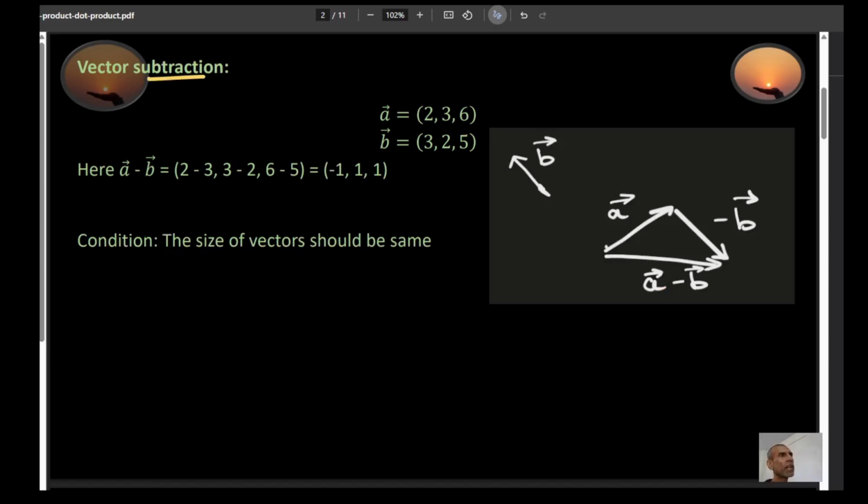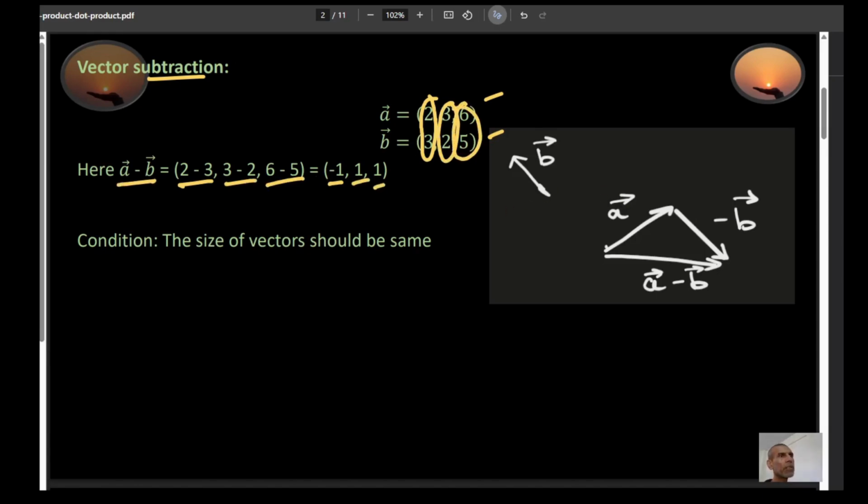Now let's look at vector subtraction. Suppose I have vector A and vector B, and I want to do subtraction. In this case, all I have to do is just subtract the corresponding elements or corresponding components. So 2 minus 3 will give you minus 1. Then you do 3 minus 2, that will give you 1. And then 6 minus 5, that will give you 1. So this is how you perform A minus B.